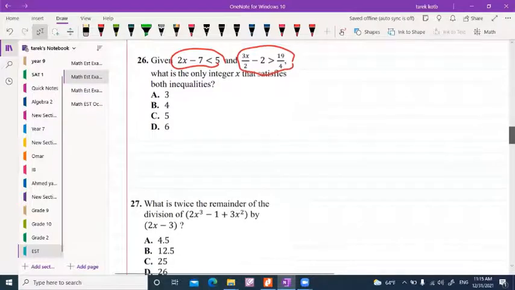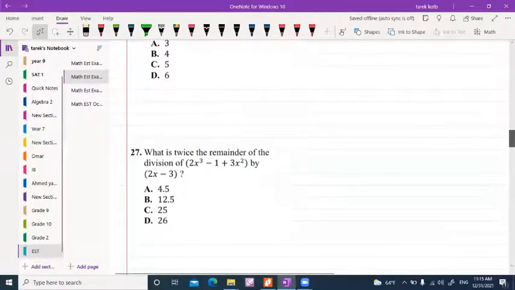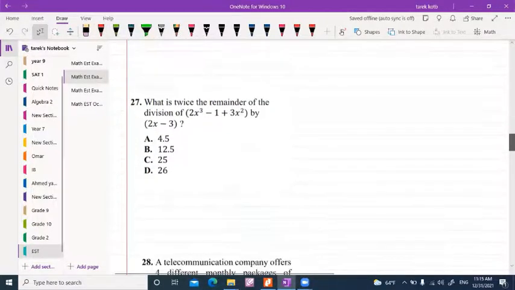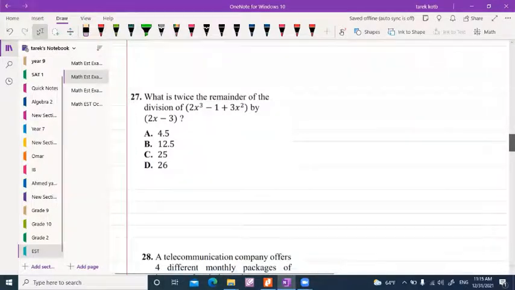So it will be number C. Number 27. What's twice the remainder of the division of this by this? So let me do the division.